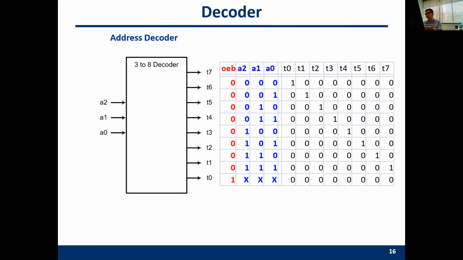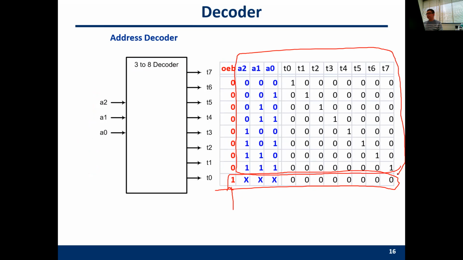And we can also draw a truth table here. The OEB is a reset signal. And we didn't show this reset signal here. When the reset signal is 1, then all the outputs are zeros. So this part of the truth table is the real function of the 3 to 8 decoder. So you can see that in each row, only one output signal is enabled. By this truth table, you can also use some AND OR gates to implement this.